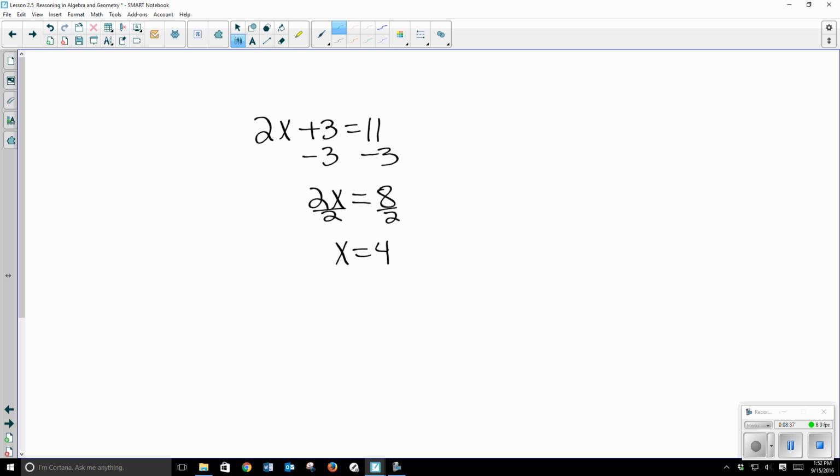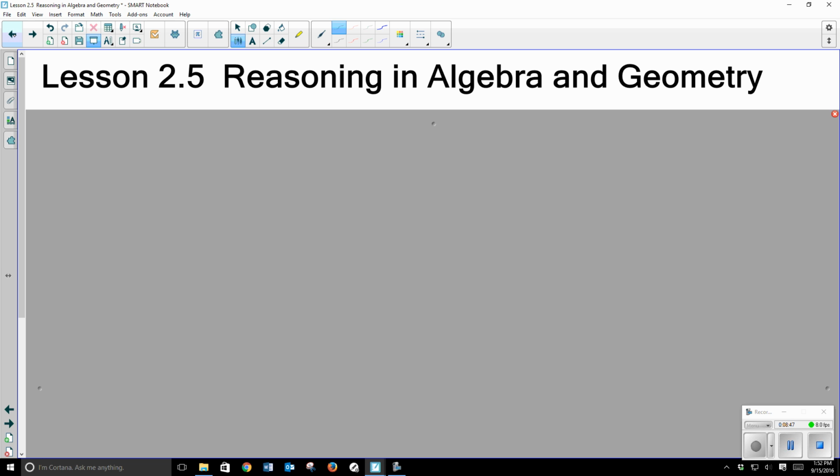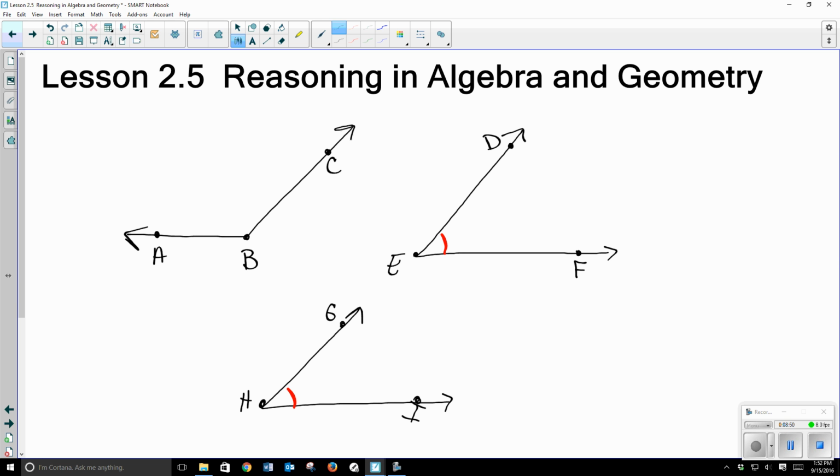Theorem 2.2, congruent supplement theorem. If 2 angles are supplements of the same angle, or of congruent angles, then the 2 angles are congruent. Well, what does that mean? Sometimes with the words, it's really hard to figure out what's really going on. What that means is, if I have this angle here, and I tell you this angle is a supplement to this angle, and I tell you this angle is a supplement to this angle, if they're both supplements, they have to be congruent to each other, right?